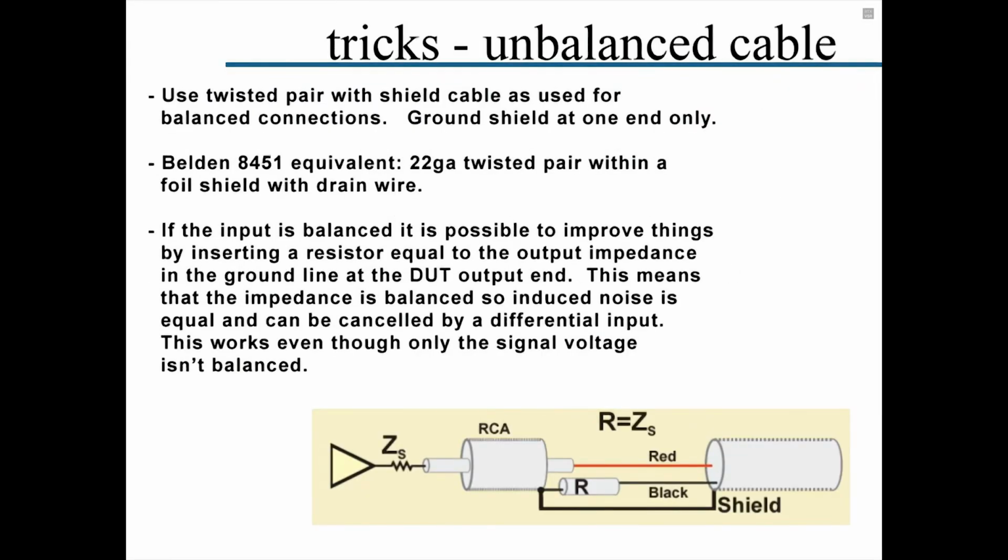Simulating a balanced connection on an unbalanced cable by placing resistance equal to the output impedance at the source between the ground connection of the chassis and the shield connection of the cable will add common mode rejection to a differential input. This means that the impedance is balanced, so induced noise is equal and can be canceled by a differential input. This works even though only the signal voltage isn't balanced.